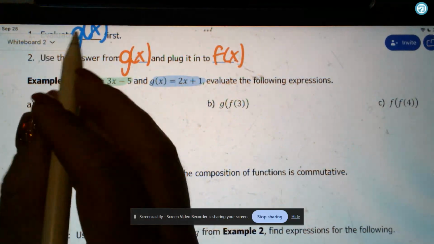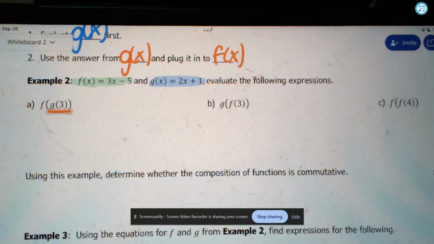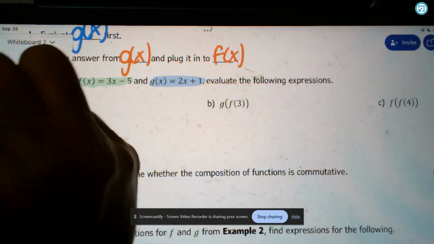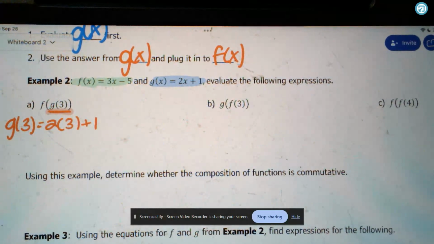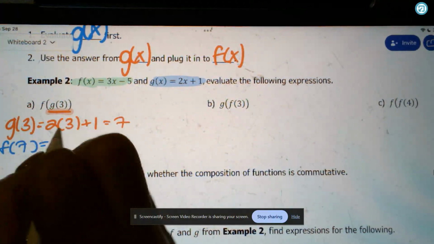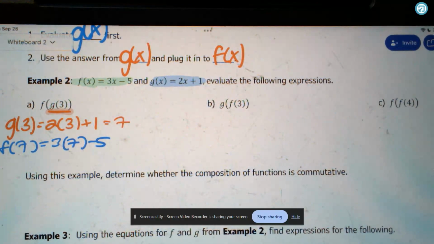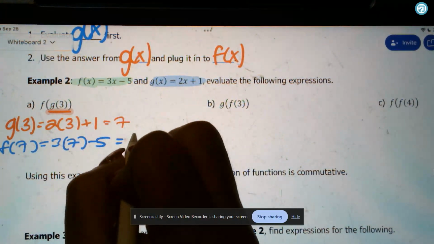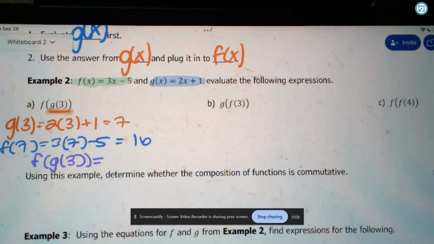The first thing here says f of g of 3. So again, I start with g of 3. I'm going to do 2 times 3 plus 1. That's going to give me 7. So now we're going to use 7 to go into f. So f of 7 is going to be 3 times 7 minus 5. 21 minus 5 is going to give me 16. So our final answer is f of g of 3 equals 16.